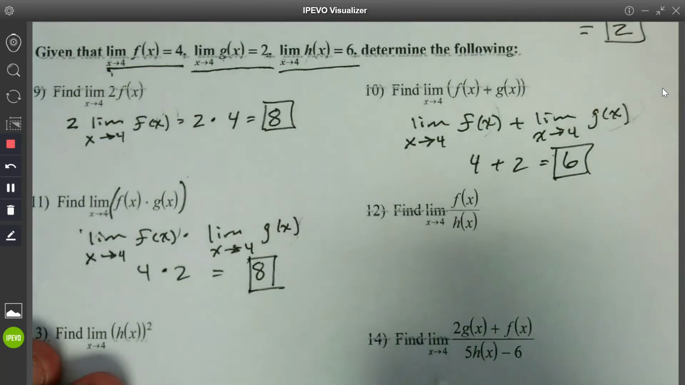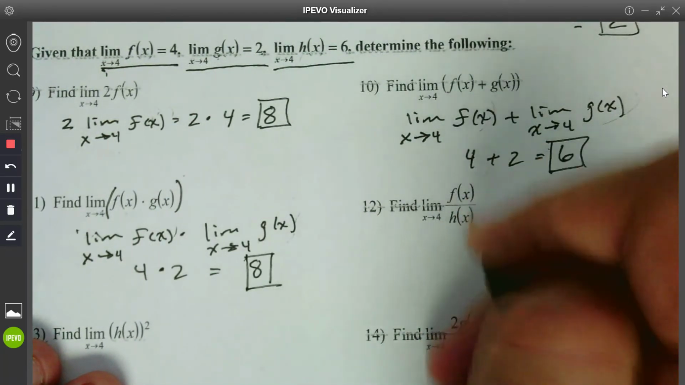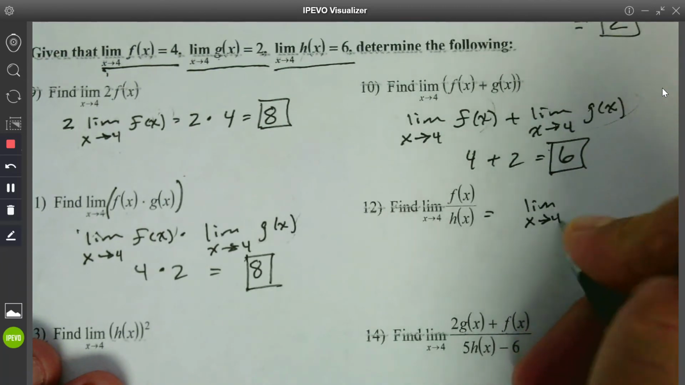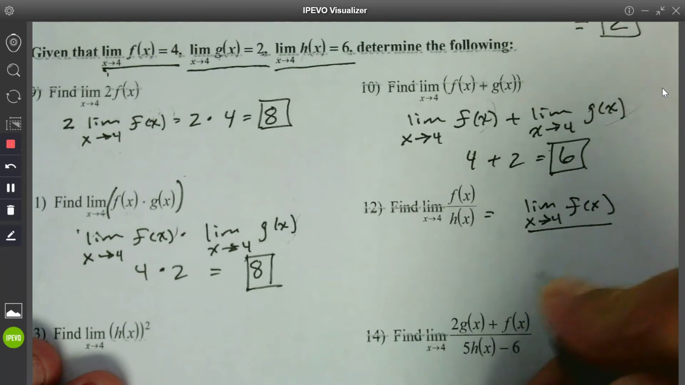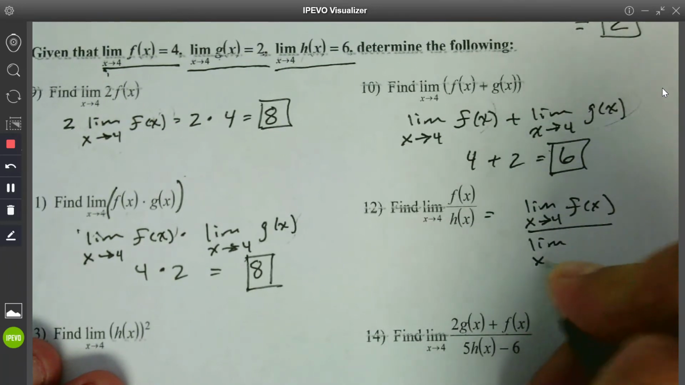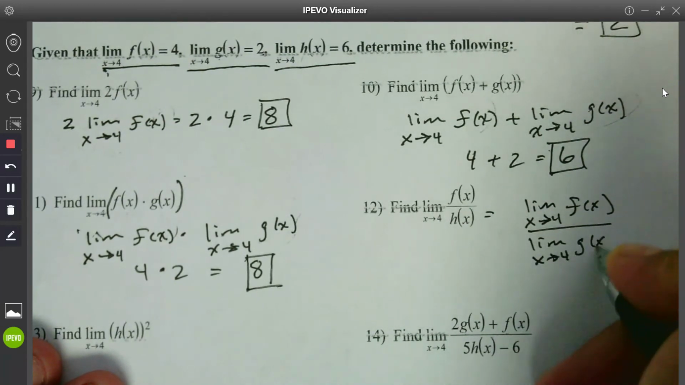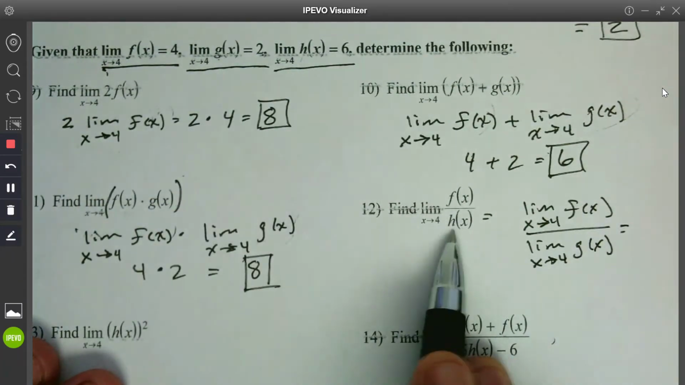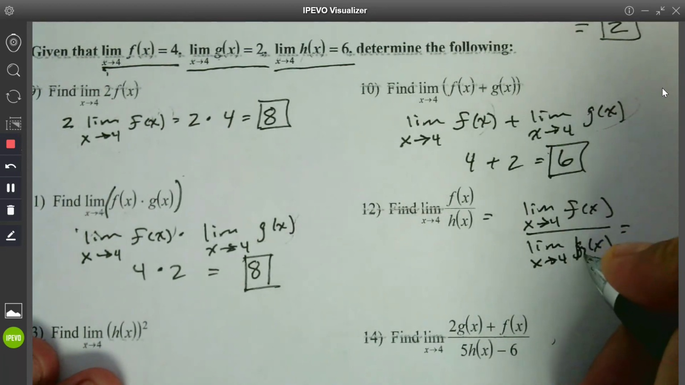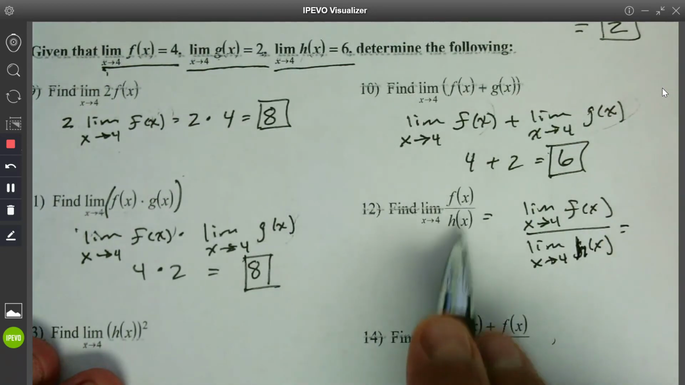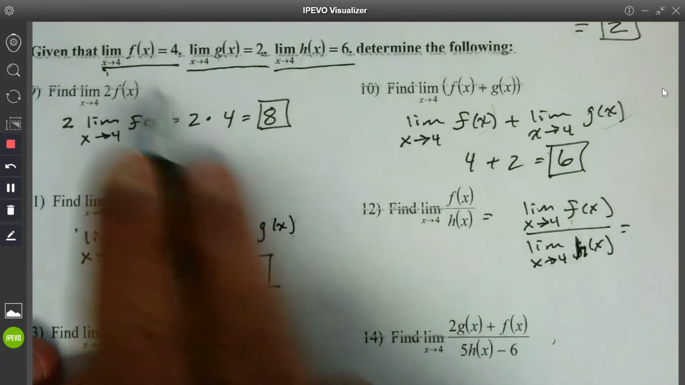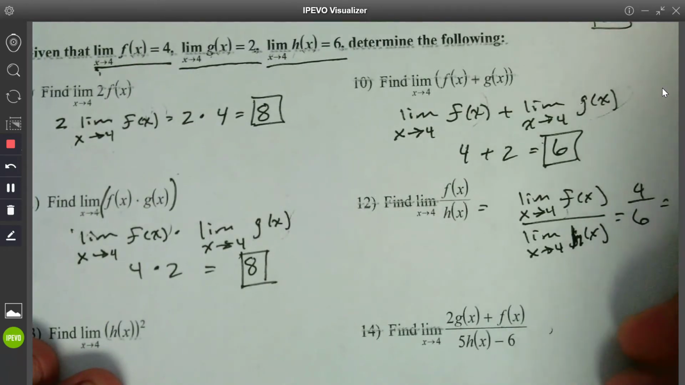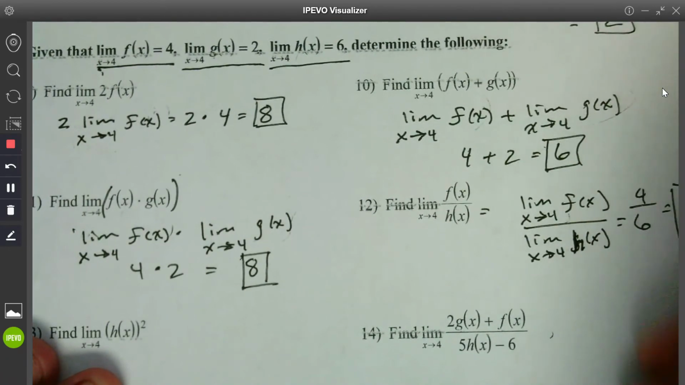Number 12, we are dividing. So again, we have a limit of a quotient. We can write that as a quotient of two limits. So we can split it up. The limit of f over the limit of g. Again, we're using f and g here. Oh, sorry, f and h. Change that. Caught that just in time. So we take the limit of f over the limit of h. So f gives us 4 on top. h comes out to 6. Simplifies to 2/3.